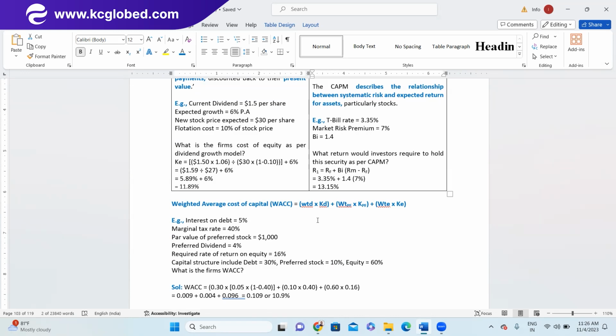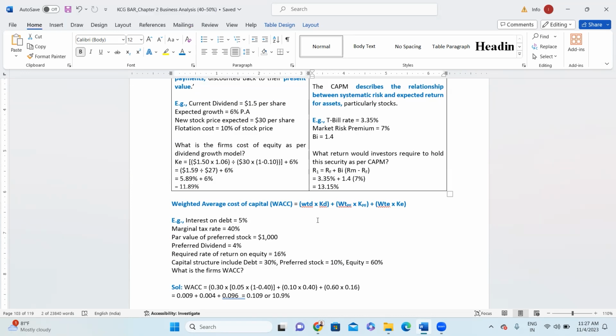I'm saying if your total capital structure is $1 million, out of that $1 million, $600,000 is related to equity, $300,000 is related to debt, and $200,000 is related to preference share. Right? So what is the weight of equity? $600,000 divided by 1 million, that is 60%. Right? And what is the weight of debt? $300,000 divided by 1 million, 30%.